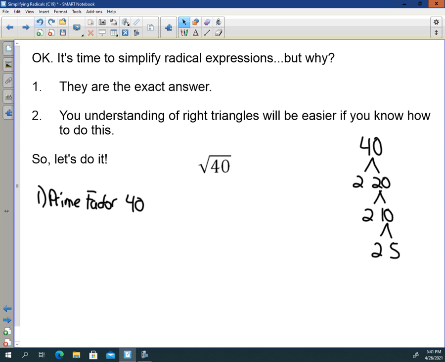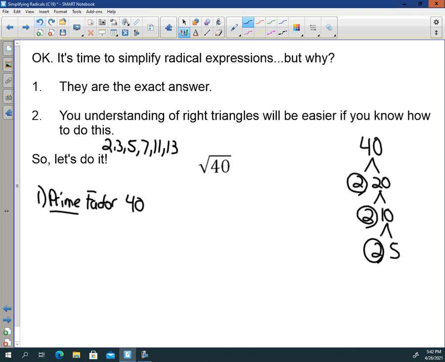Okay, there we go. What you want to do is create a factor tree that results in a string of prime numbers, which is why we call it prime factoring. And remember, our first 6 primes are 2, 3, 5, 7, 11, and 13. And notice that we have a 2, a 2, a 2, and a 5. We have prime factored these numbers because we found the prime numbers that have to be multiplied to get that bigger number that's under the radical.